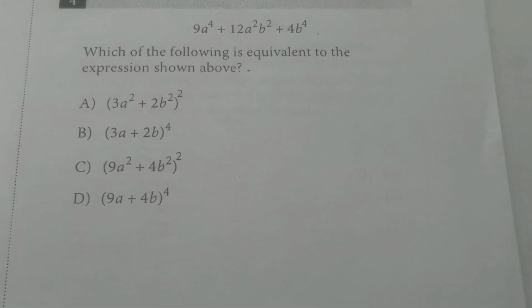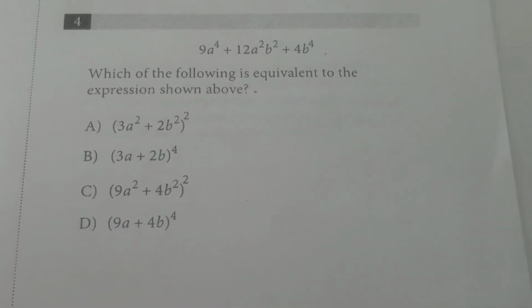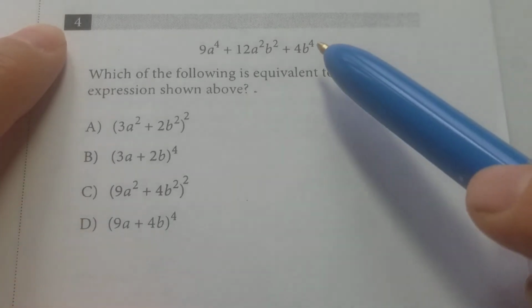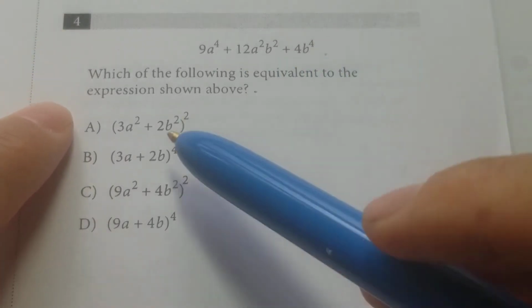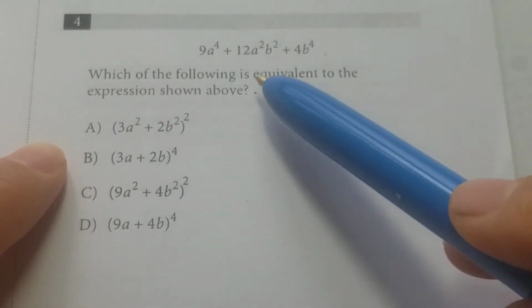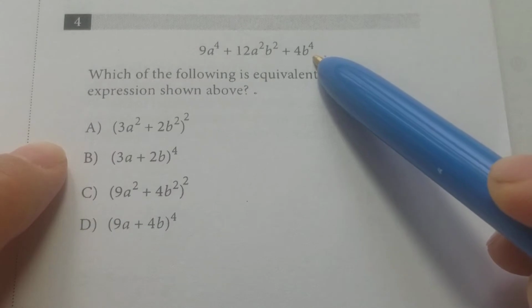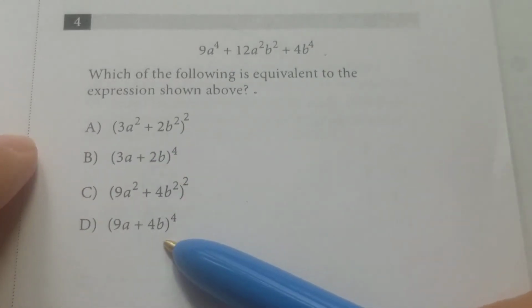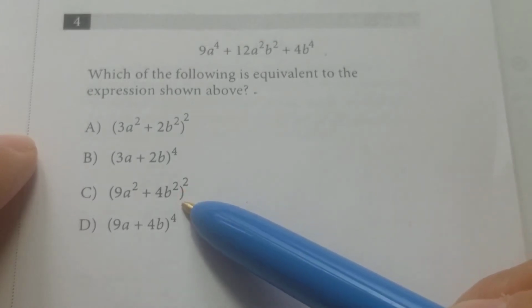Hello, my friends. Now let's look at question number 4. Question number 4 gives you an expression and also gives you 4 choices. It asks you which one is equivalent to the given expression. And observe those 4 choices. They are the factorization form.